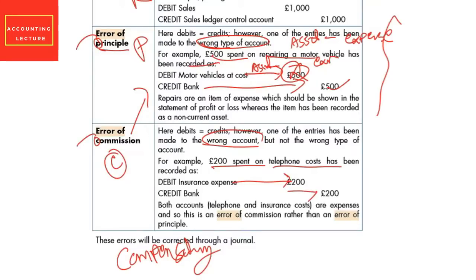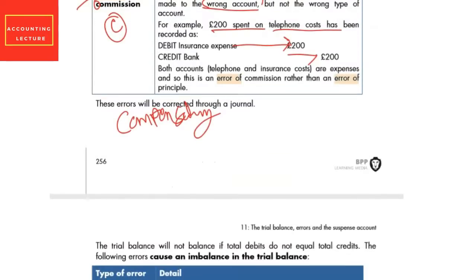That's your commission. And compensating means when two errors cancel each other. Like by mistake you did purchase debit £10 higher, and sales credit £10 higher. Now both of these are mistakes, but these two mistakes are cancelling each other out. It doesn't affect your trial balance.